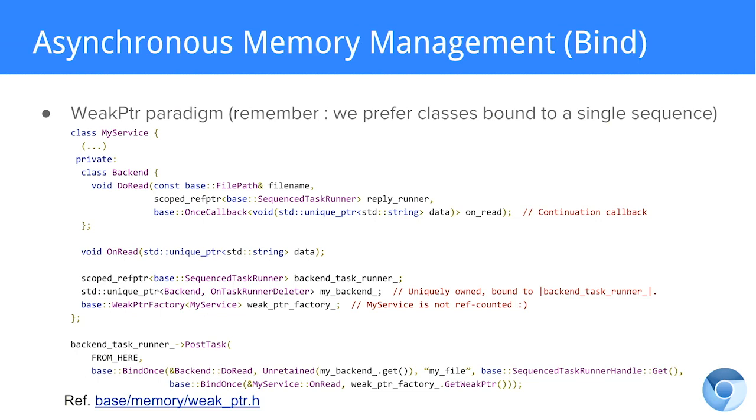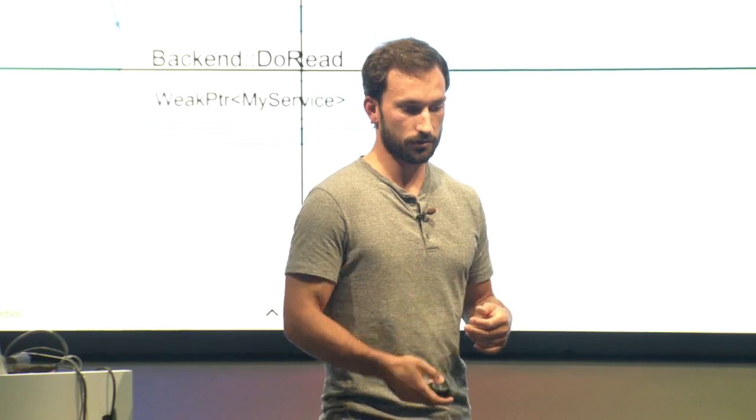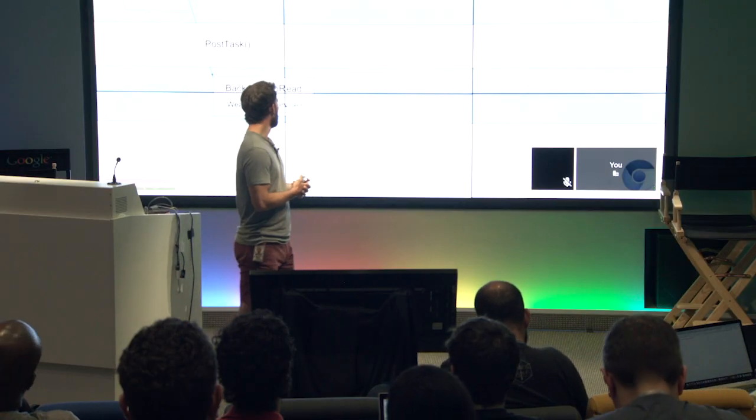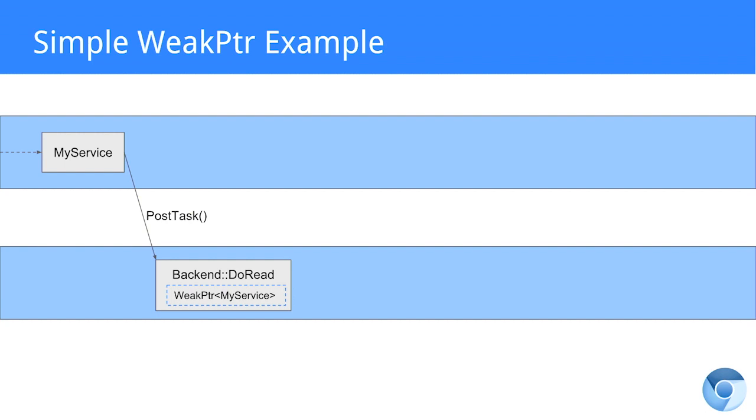So how does that play out in practice? In the simple case, you have a request coming in on your service, which forces you to do a read. You ask your backend to do a read on your backend TaskRunner. It's bound to the weak pointer. Your service is not destroyed, so when it's done, it posts back to you. Your service is still alive. OnRead happens. So this is the same as if we were doing ref counting, except that we didn't need to do extra ref count. So simple, everything is alive, it works.